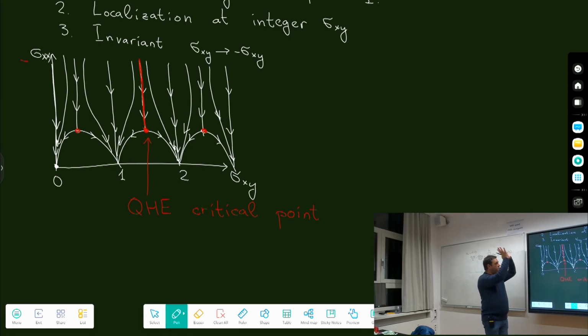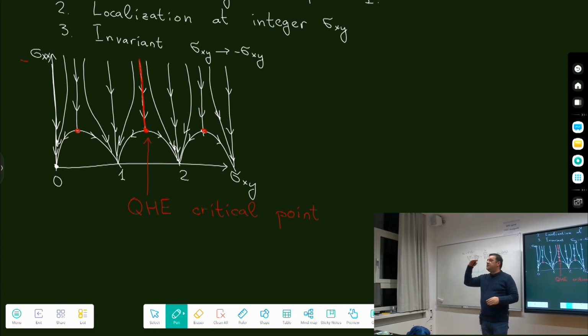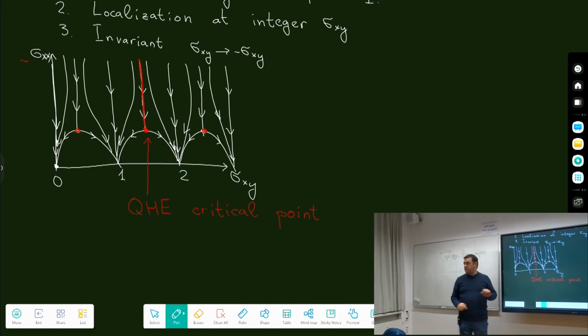Now, if I scroll this whole thing back to the very first picture, sigma xy with these steps, each step is actually when we flow to one of these integer numbers. Each step is an insulator. Sigma xx is 0. Sigma xy is integer. It's a quantum Hall insulator. There are different insulating phases that are characterized by integer values of sigma xy. They are called quantum Hall plateaus.